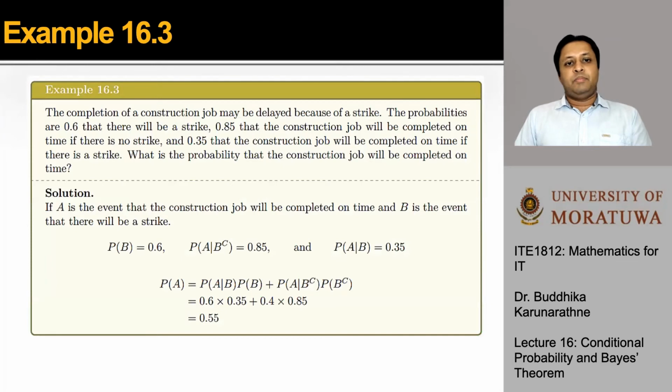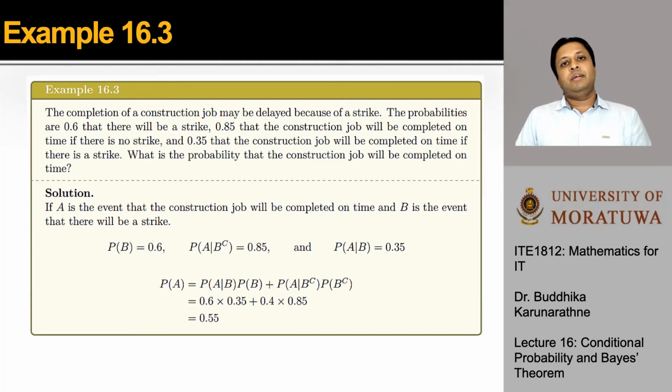Okay, we go through an example to understand. The completion of a construction job may be delayed because of a strike. The probabilities are 0.6 that there will be a strike, 0.85 that the construction job will be completed on time if there is no strike, and 0.35 that the construction job will be completed on time if there is a strike. So we are asked to calculate the probability that the construction job will be completed on time.